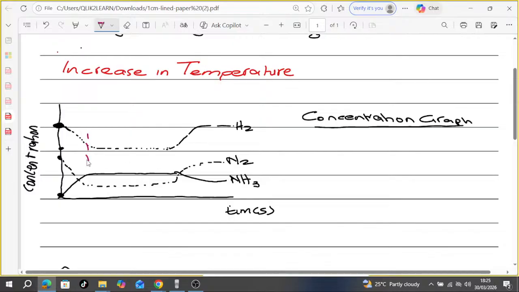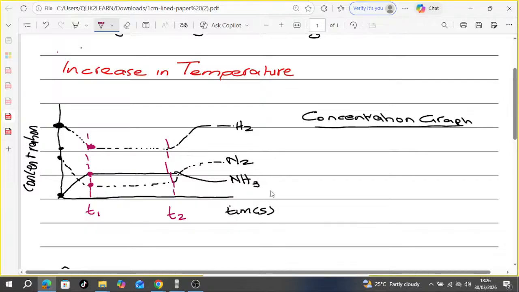Right. So you see this point here, let's call that point T1. And then you see this is where there's another change here, let's call that point T2. Okay. Right. So now, let's look at what is going on at T1. Can you see that at T1 the system reaches equilibrium?